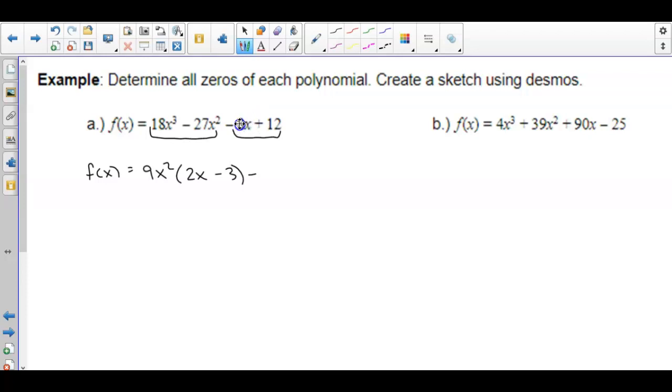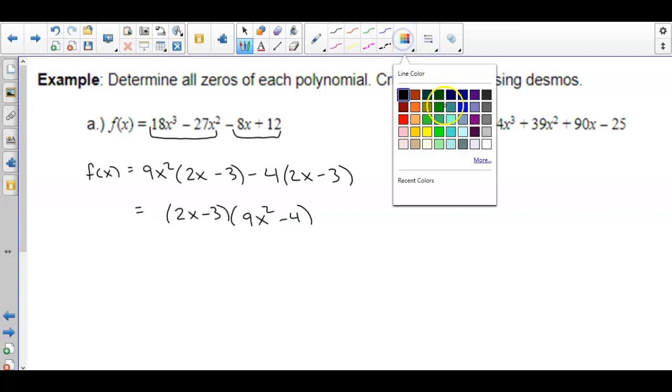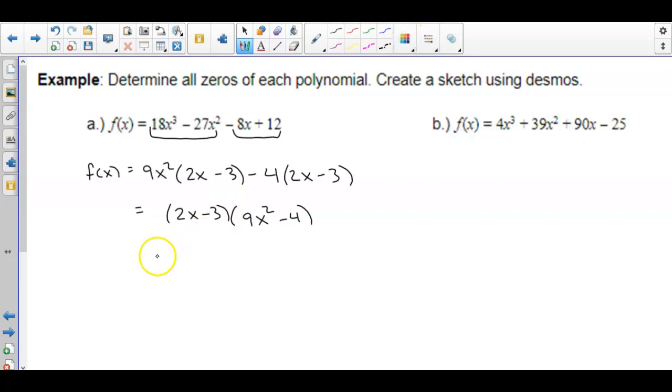And then out of these terms, if I take a 4 out, or divide 4 out of each of these, the -8x divided by -4 is going to give me a 2x. And then I have a 12 divided by -4, which is -3. So how grouping then worked is I would take that common factor of 2x minus 3, and then I would also have left over the 9x squared from this side, and then my -4. So this equation is still factorable, actually.